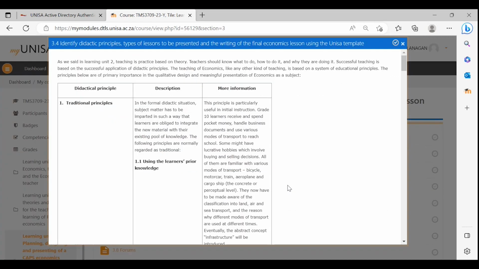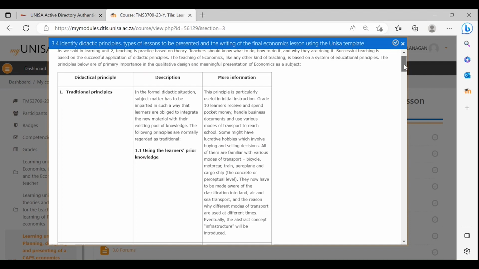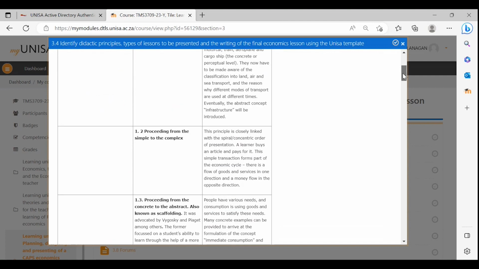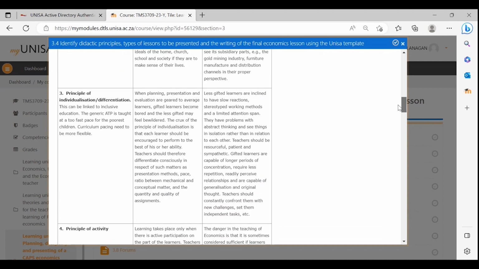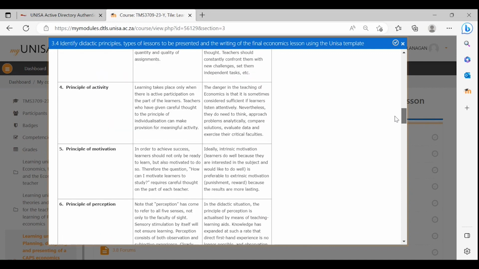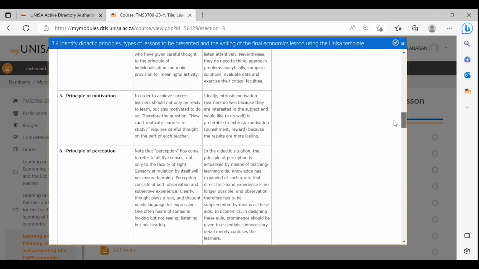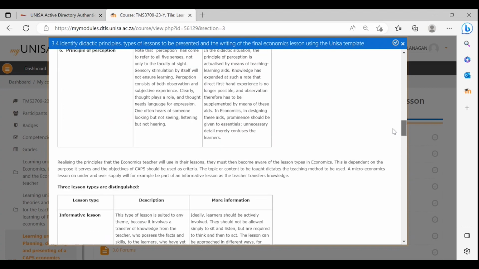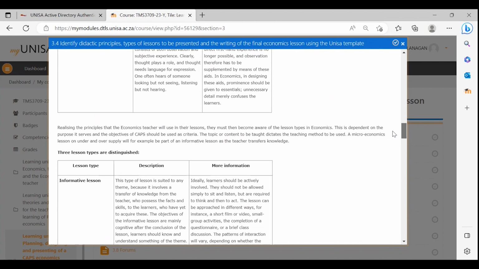This is important. So here are the didactical principles which you've also dealt with in learning unit 2. And there is also a question in your assessment 2 on these didactical principles. And you need to go through it. The principles of totality, the principle of individualization, principle of activity, principle of motivation, principle of perception. Unfortunately, I do not have time to go through it. You need to go through it yourself.